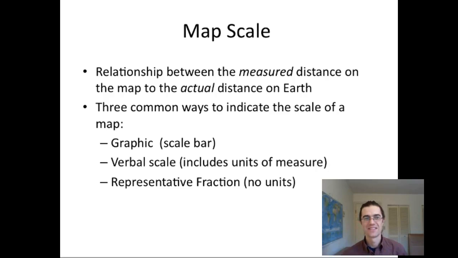And yeah, so here, let's talk about map scale. It can be thought of as the relationship between the measured distance on the map and the actual distance on the earth, right? On land or water. And there's three common ways to indicate the scale of a map. Graphic, such as in a scale bar. Verbal scale, which includes the units of measure. And then what's known as RF, or representative fraction, which doesn't have units. It's important to keep that in mind as we go forward here.